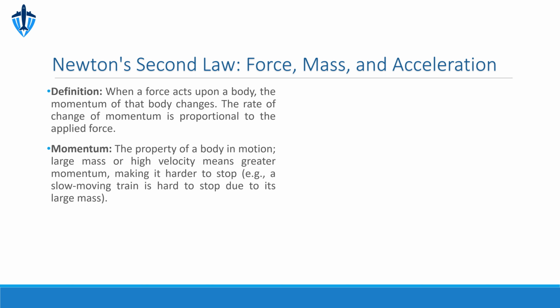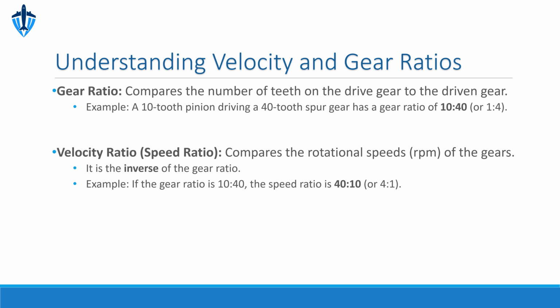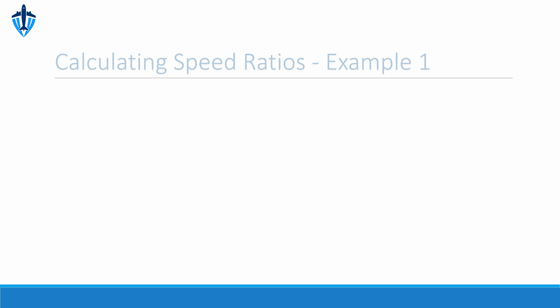It compares the actual rotational speeds of the gears. Crucially, the velocity ratio is the inverse of the gear ratio. So, in our example, the speed ratio would be 40 to 10. This inverse relationship exists because as a gear's tooth count decreases, its rotational speed increases, and the opposite is also true. Let's work through an example to solidify our understanding of speed ratios.